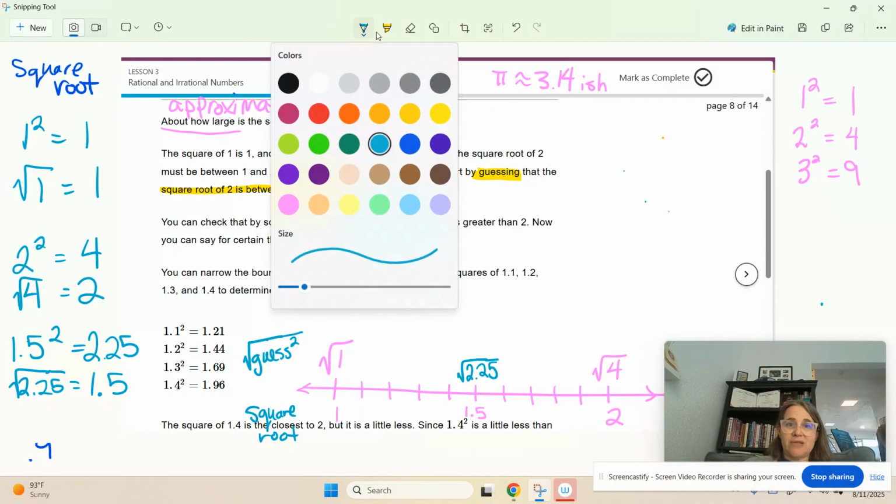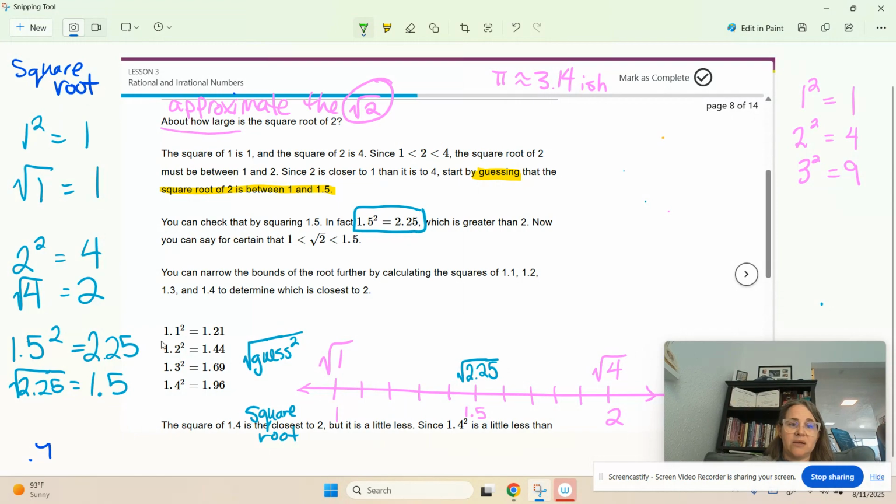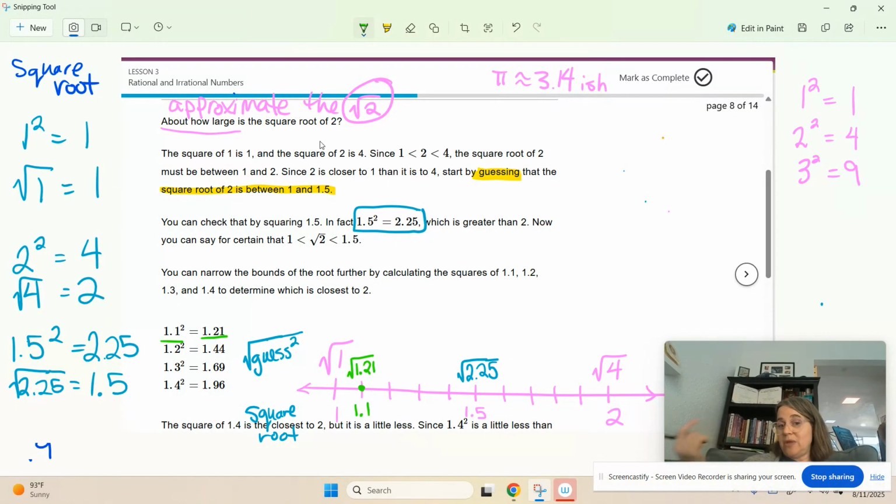So now they make these other guesses. Okay, look at the first one. 1.1 squared is 1.21. You guys, here's 1.1. I've split this number line into tenths. So there's 1.1. That would be the square root of 1.21, sorry. Okay, I'm thinking 11 and 121, but it's got that decimal. Okay, so now we keep going because we know that 2 is bigger than 1.21.